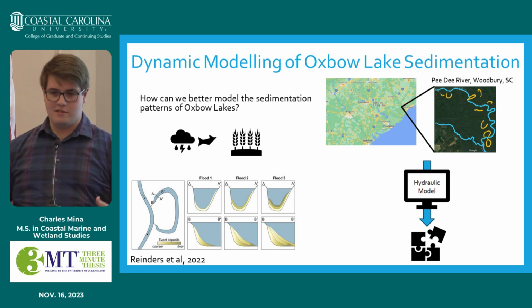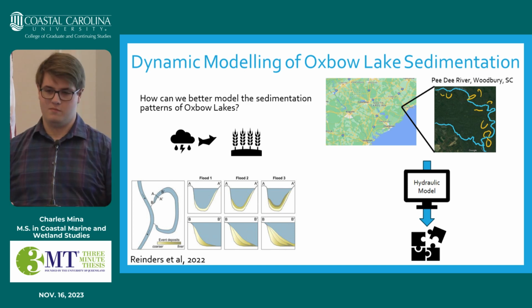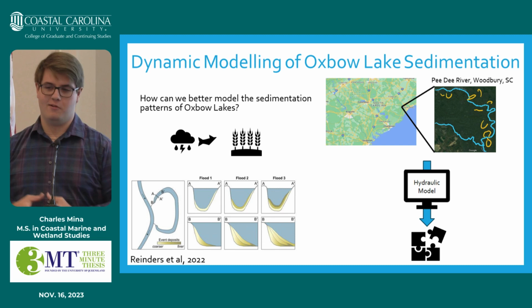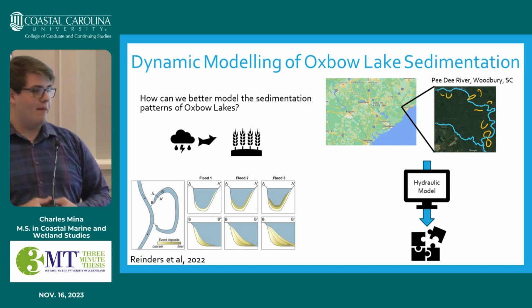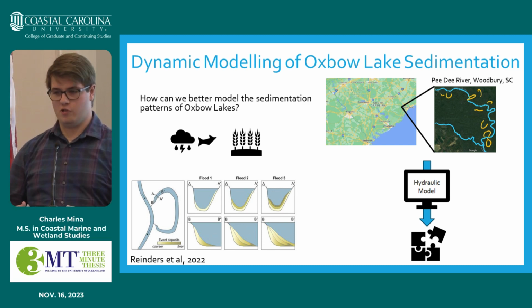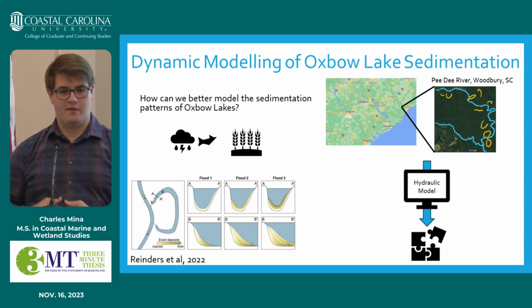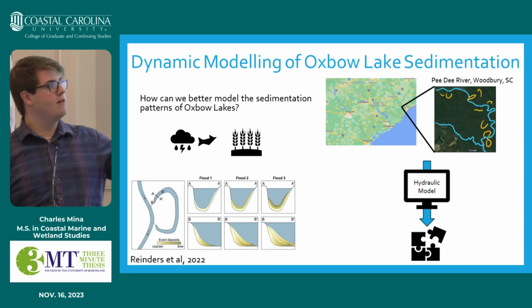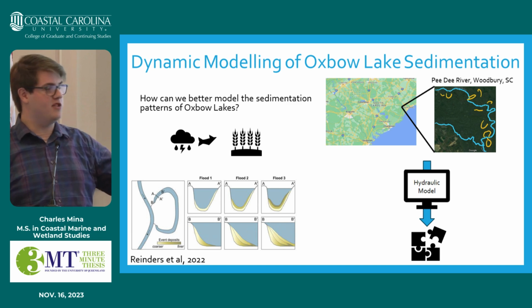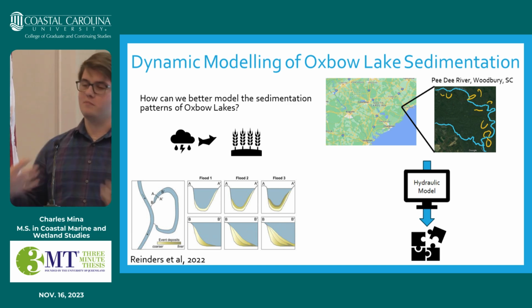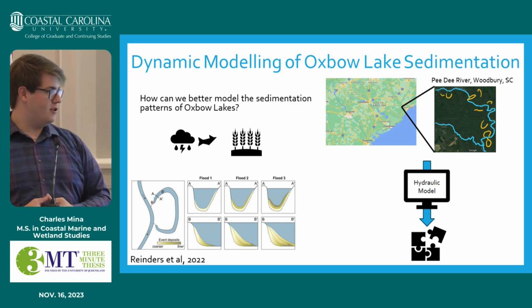They're important ecologically because animals and organisms use them as an important habitat because they are low energy. But from a pragmatic perspective, they're important for agriculture. A lot of the fertile farmland in South Carolina comes from the sedimentation of river and oxbow lakes. So it's important to study for the future of agriculture.